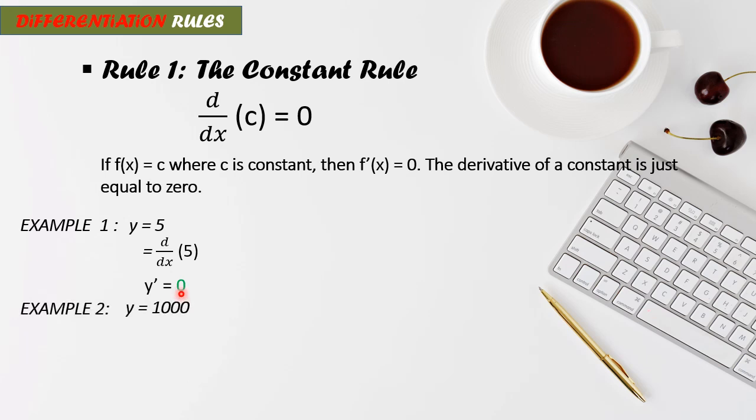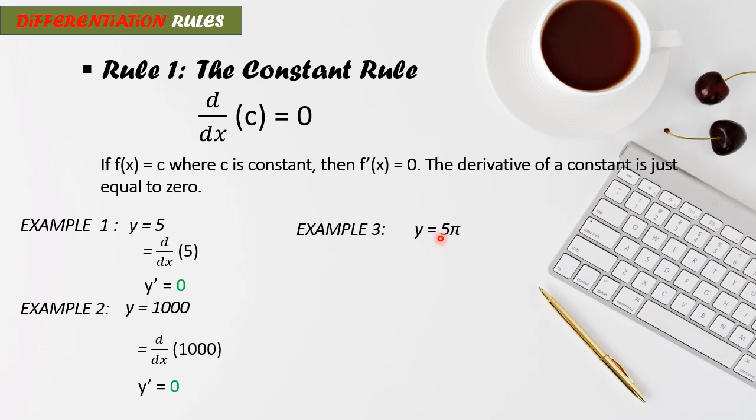Okay, example number two, y is equal to 1000. The derivative of 1000, what is 1000? 1000 is a constant. Wait, how can you tell if a thing is a constant or not? I can say that it's a constant if it's not associated with any variable, okay? Since 1000 is only 1000 and it's not associated with any letter, this is a constant. So the derivative of a constant is 0, okay?